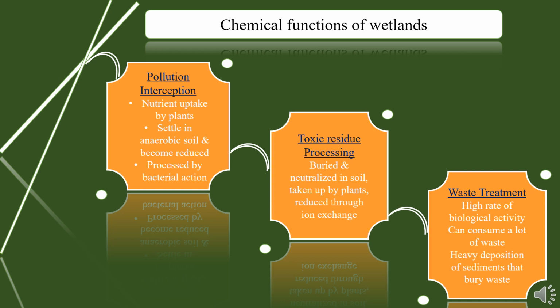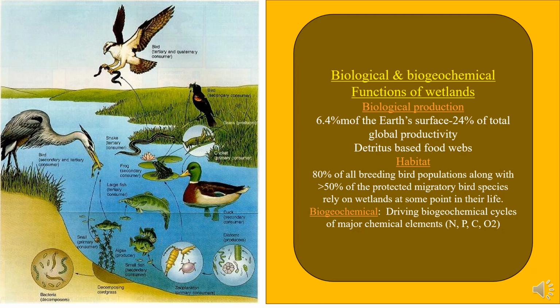Then the waste treatment: the high rate of biological activity means wetlands can consume a lot of waste, with heavy deposition of sediments that bury waste, and a high level of bacterial activity that breaks down and neutralizes waste. Several cities have begun to use wetlands for waste treatment. The main biological processes are uptake or assimilation by plants, algae, and bacteria, and transformation processes conducted by microbes. All of these processes occur throughout the different wetland compartments, which include water, biota, litter, and soil.